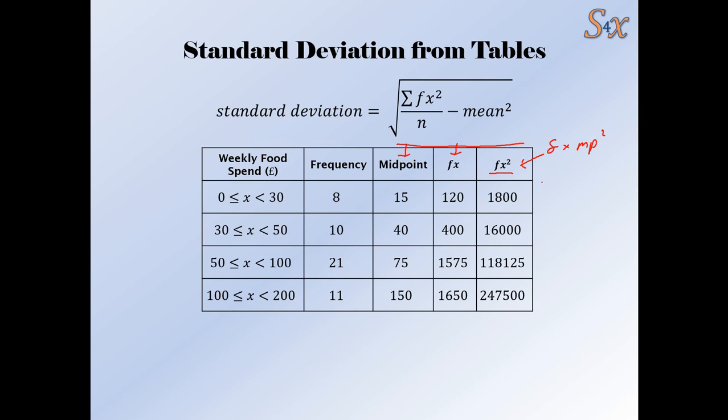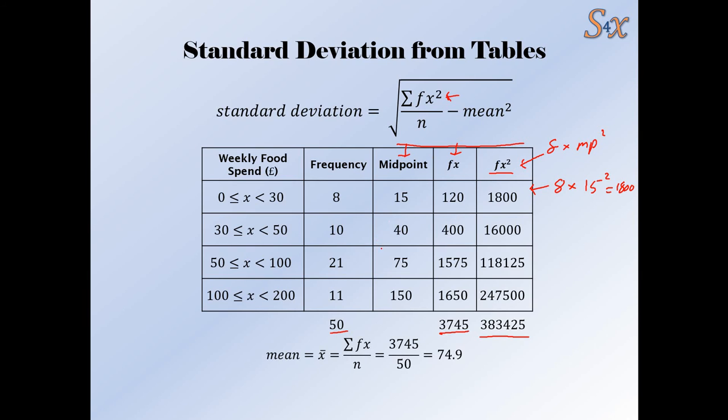Okay, so for this first row, for instance, we'd do the frequency, which is 8, times the midpoint, which is 15 squared, and that will give us 1800. So hopefully you can see how we're calculating that. And that is how we figure out this top line of the formula here. So I figure this out for every row, and then because I'm doing a sum, add them all together. So I've put the sums there. So the sum of the frequency, that's n, remember, because it's the number of people. The sum of fx, we need to calculate the mean, and this is the sum of fx squared, which we need for the standard deviation.